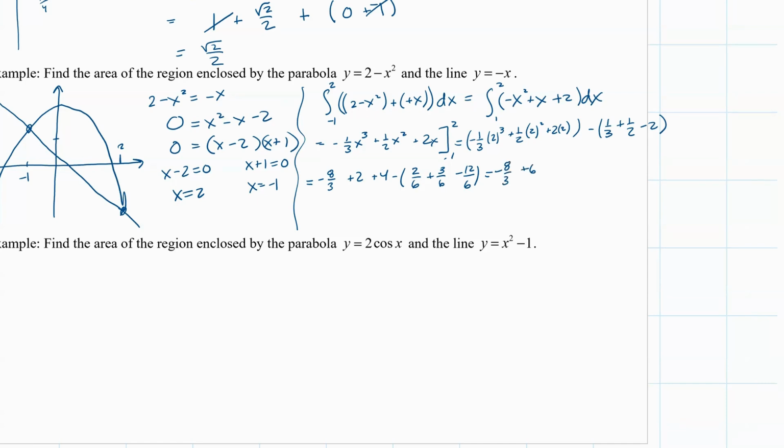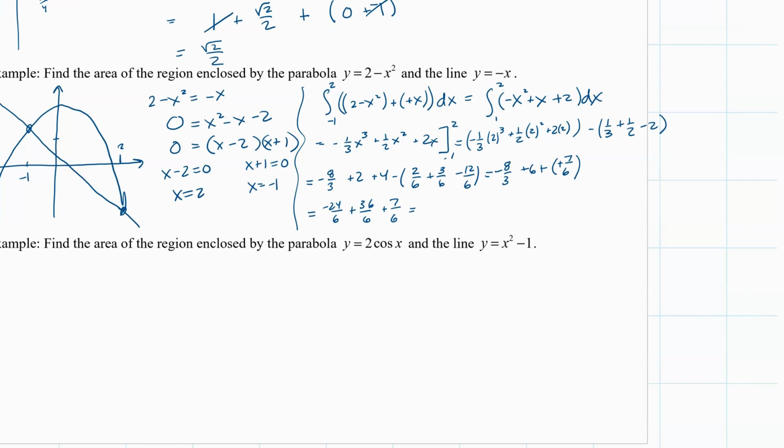-8/3 plus 6 minus, and that's -12 plus 5, -7, -7/6. Super, plus that. Let's go. I need a common denominator one more time, this time 6. So how about -24/6 plus 36/6 plus 7/6?